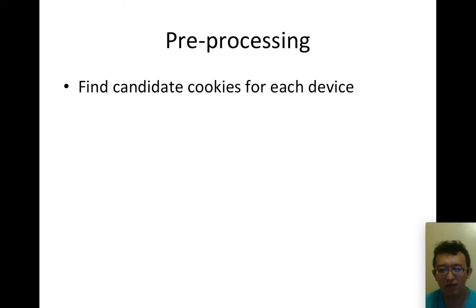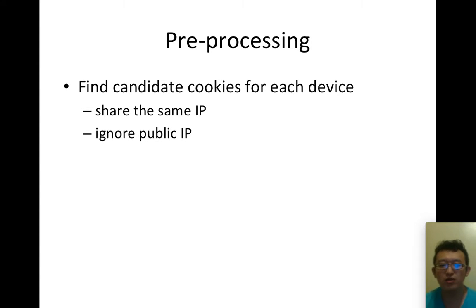Instead of finding the true cookies for each device, we first find some candidate cookies for each device. So it could be much simpler. A candidate cookie is simply defined as a cookie that shares the same IP address with the device. However, we ignore some public IPs. Our definition of public IPs is an IP address that connects with either more than 15 devices or 30 cookies.